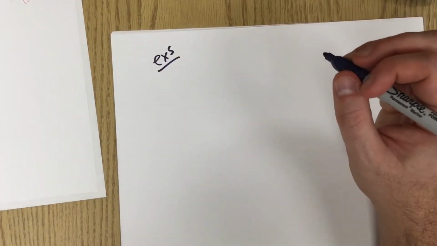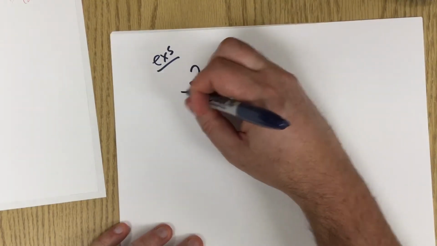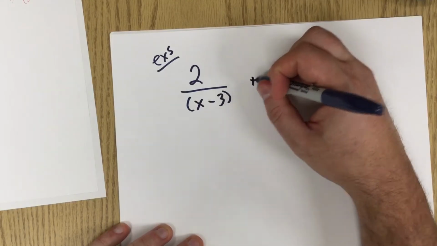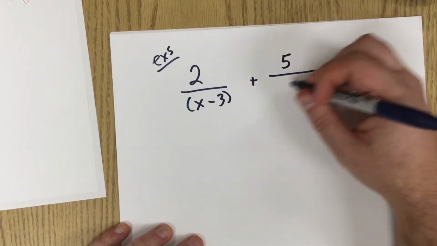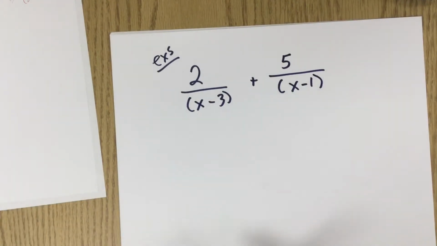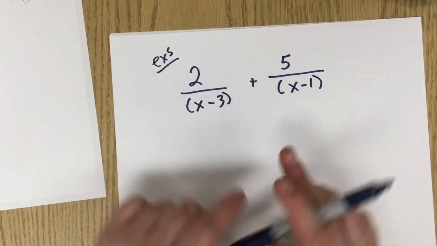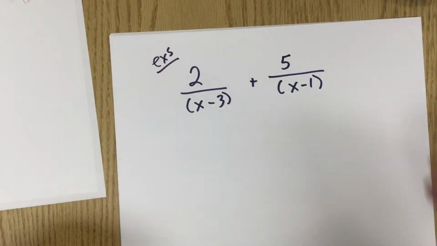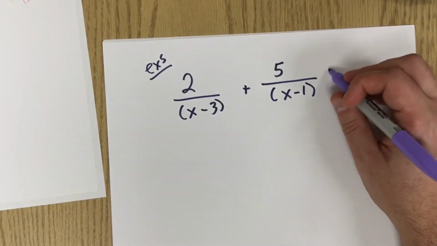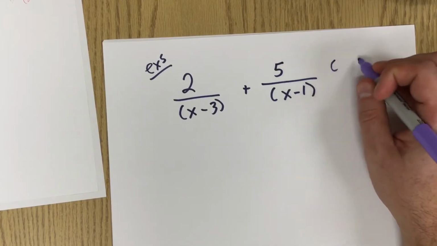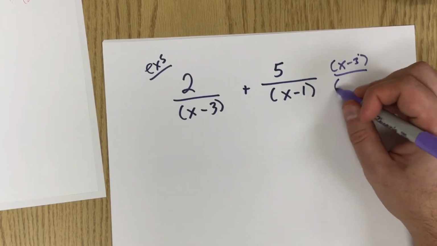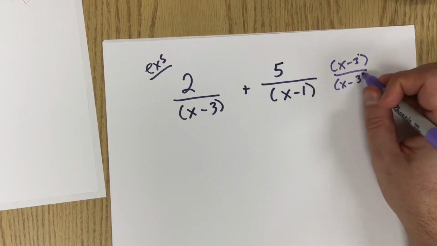Example 5. 2 over x minus 3 plus 5 over x minus 1. So this is a bit different. That's the thing on the bottom, and that's the thing on the bottom. Remember, our workaround is to multiply by the thing that's not on the other one. So I'm going to multiply this one by x minus 3 over x minus 3.